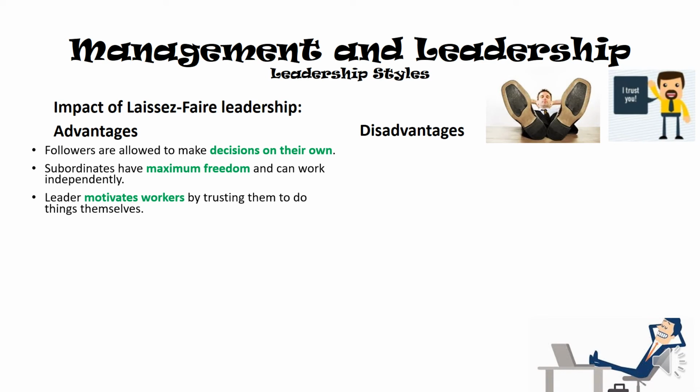The leader motivates the workers by trusting them to do things themselves. This is especially true in the case of very knowledgeable and experienced employees. For some employees that are very knowledgeable and very experienced, it is a slap in the face if their leader is constantly checking up on them. So in the laissez-faire leadership, if you have employees that are trustworthy and responsible, you need to trust them to do their job and not check up on them all the time.